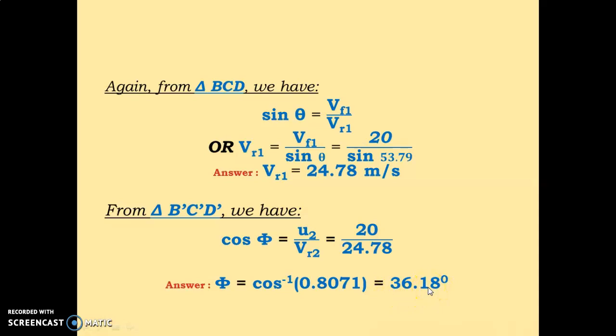So we have found out theta and phi, that is the vane angles at inlet and outlet respectively.